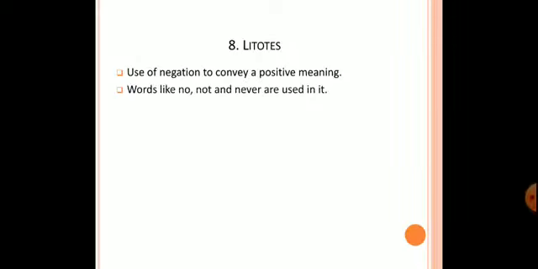Eighth one is litotes. It is not litotus, it's litotes. Meaning, use of negation to convey a positive meaning. Words like no, not and never are used in it. Now if we want to remember litotes, how can we remember it? Wherever you see no, not or never in poetic lines, automatically it should signal you that this is litotes. So let us go through the examples.